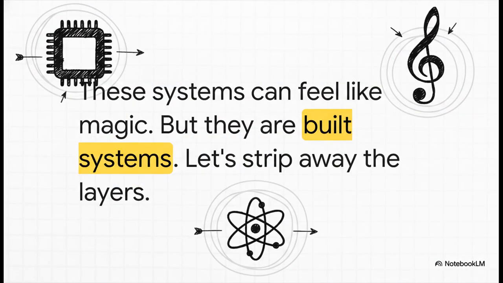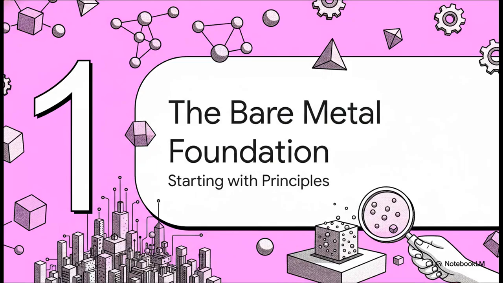All three of these things, an OS, a symphony, science, can really feel like magic. But they're not. They are built systems, and that means we can take them apart. So we're going to strip away all the layers and start where every single builder has to, at the absolute bottom. So this first stage, we're going to call the bare metal foundation. Every complex system, and I mean every single one, no matter how grand, is built from just a few non-negotiable first principles. You could call them atoms. The tricky part is, first, you have to find them.